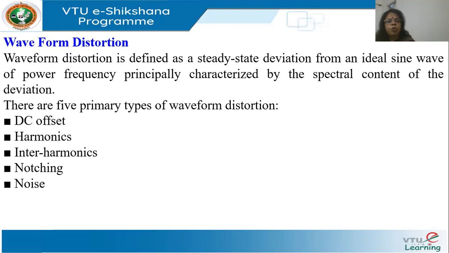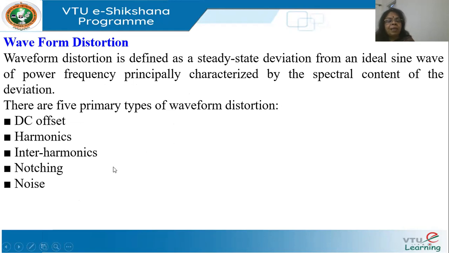Next, let's move on to waveform distortion. So what do you mean by waveform distortion? Any deviation from an ideal sine wave of power frequency is called a waveform distortion. So obviously, it has to do with frequency. So we say it is observed in the spectral content. Spectral content means the frequency content of the wave. That is called a waveform distortion.